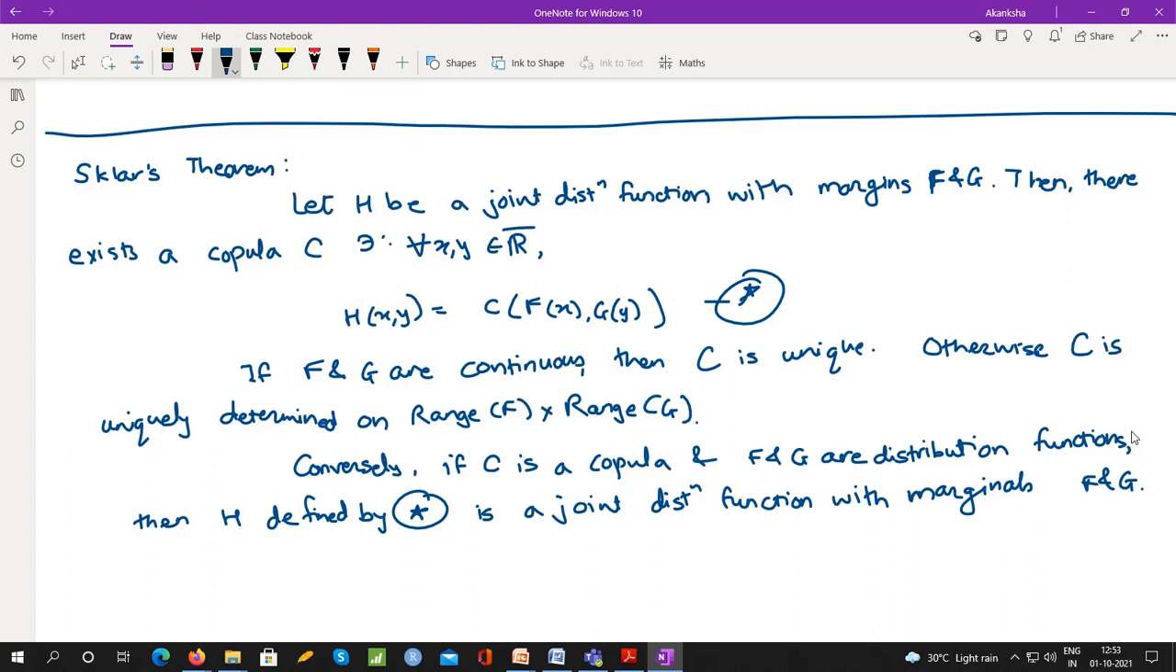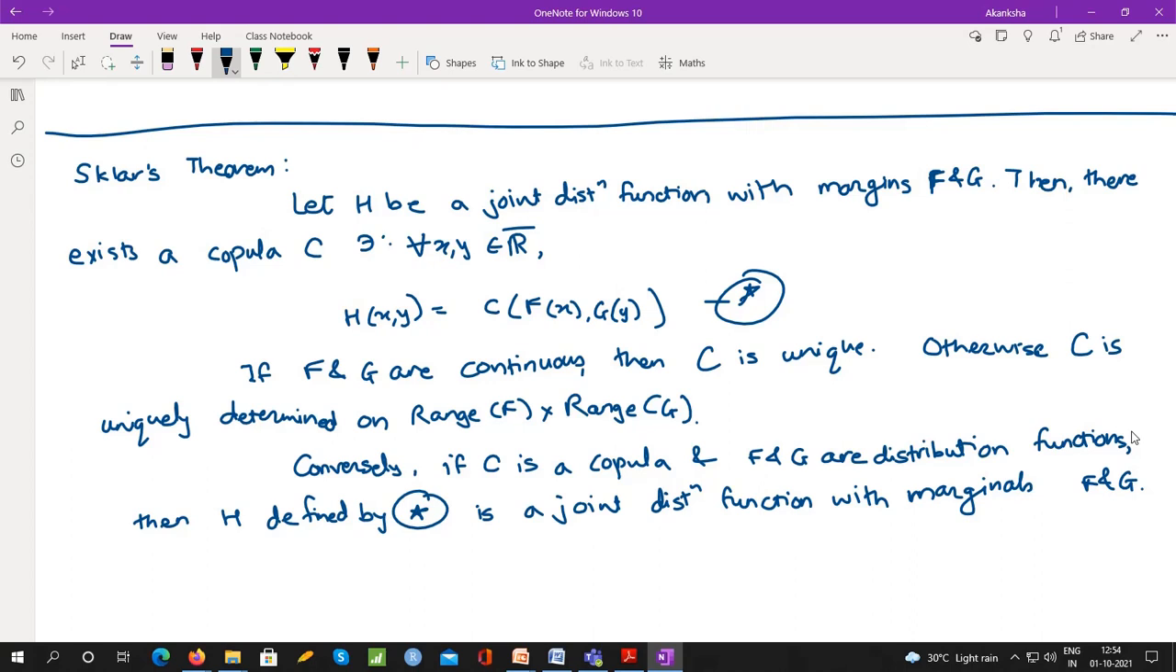So this guarantees that for every family of distribution functions, like you have some joint distribution function, you have its marginals, then you can always find one copula which will connect them. So the first part says you will find at least one copula because it says there exists a copula. Then the next part says that if F and G are continuous, meaning they are CDFs of continuous random variables, then this C is unique.